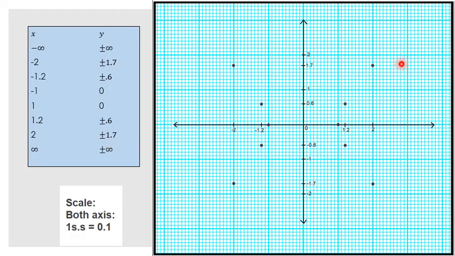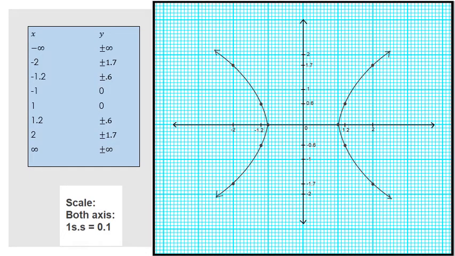Then take your pen or pencil and join these points by a free drawing of a smooth curve, and you will get the graph. For the finishing touch, you may put arrowheads here, here, here, and here. This is the finished graph, and this shape is called a hyperbola.